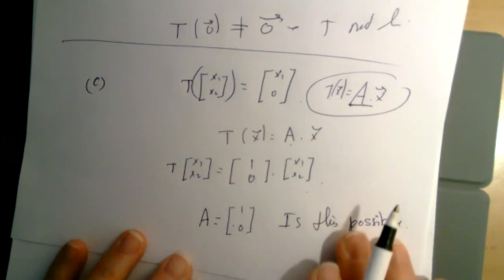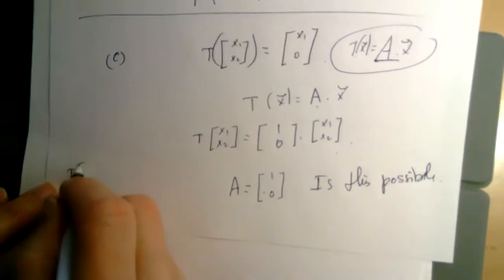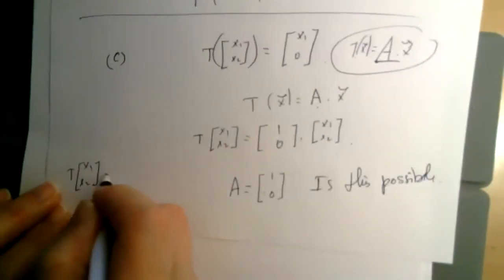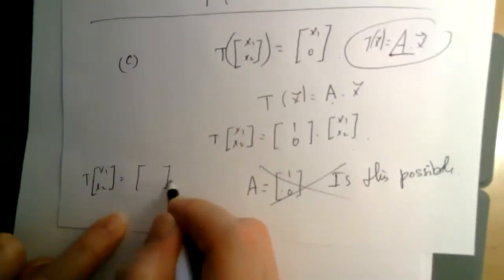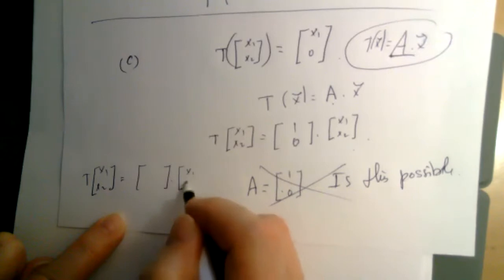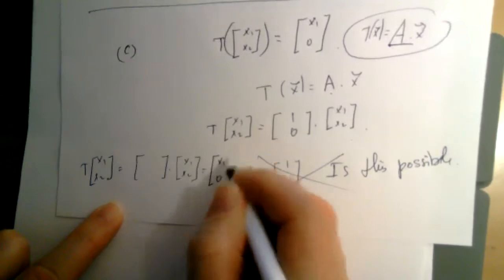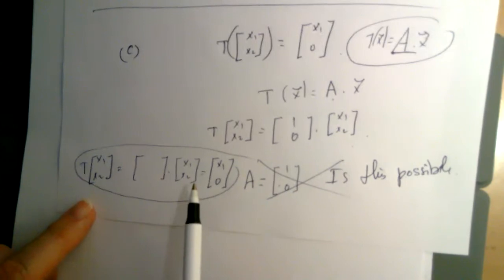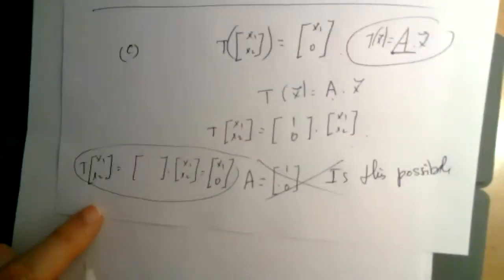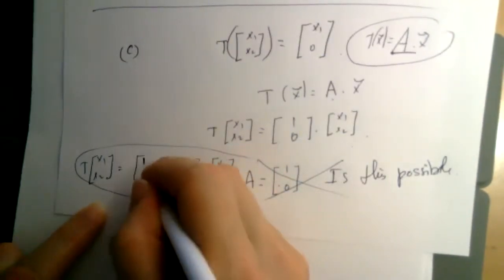So what should be the size of the matrix A, which will allow us to write it if we can? What should A be so that when I multiply it by x1, x2, I get the vector x1, 0? First, what should be the size of A? Exactly, it has to be 2 by 2. And what should A be? 1, 0, 0, 0.